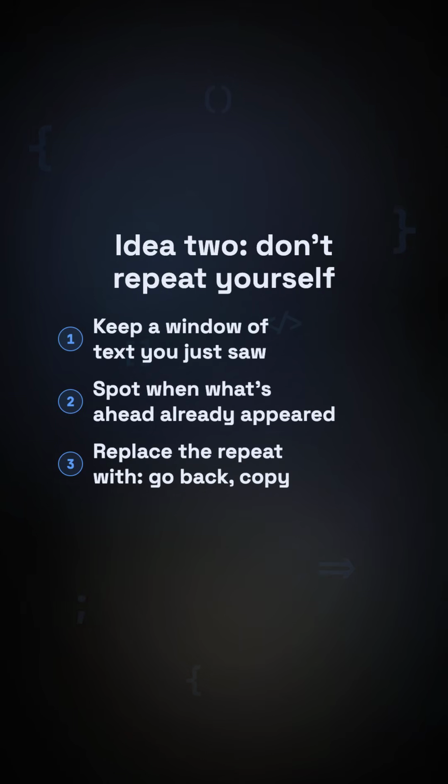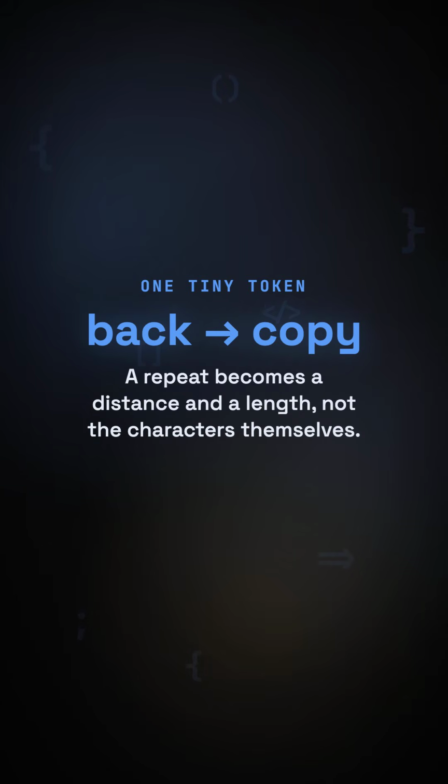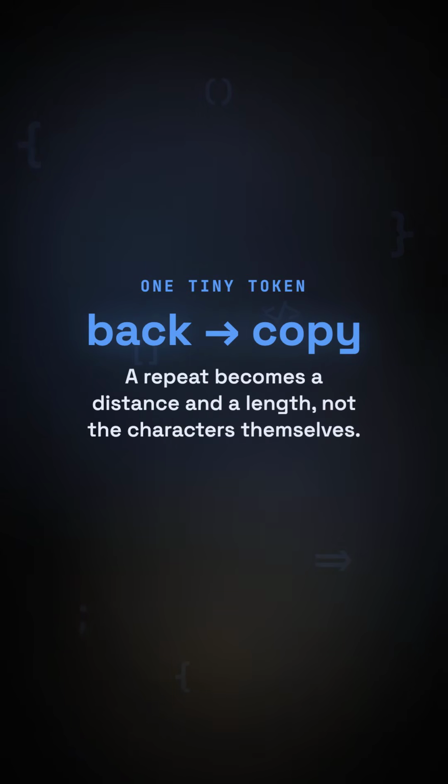So there's a second idea called LZ77. You keep a window of the recent past, and when the text ahead matches something already seen, you don't store it again. The first time a phrase appears, it costs real characters. But every later copy collapses into one tiny token: a distance back, and a length to copy.